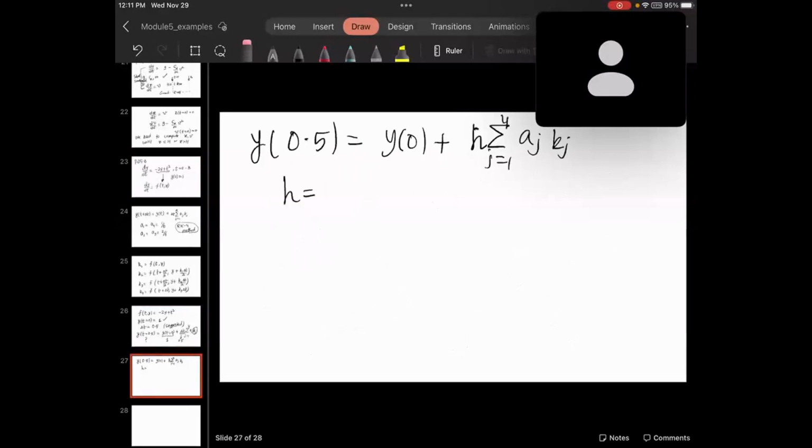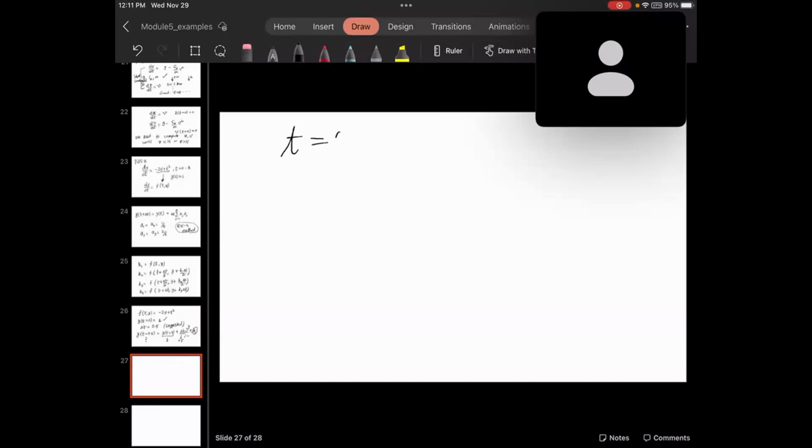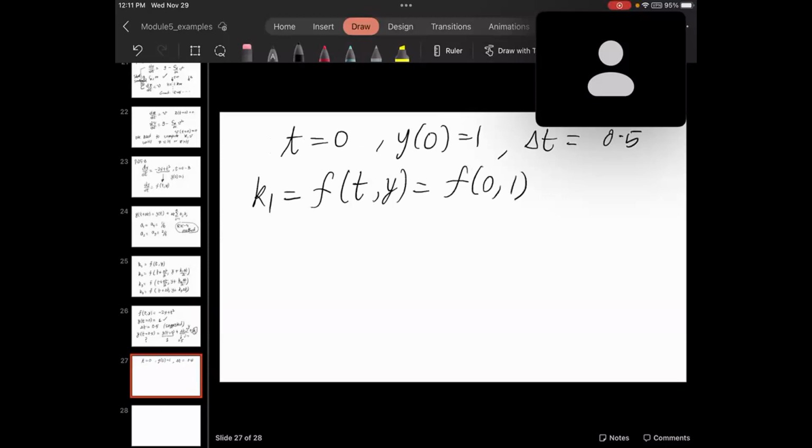Okay. So t equal to 0, and y of 0 equal to 1, and delta t equal to 0.5. These are the numbers to keep in mind. So k1, which is the function evaluated at t comma y, is the function evaluated at 0 comma 1, and you have to take minus 2y plus t squared and evaluate this at t equal to 0 and y equal to 1, which will be minus 2.